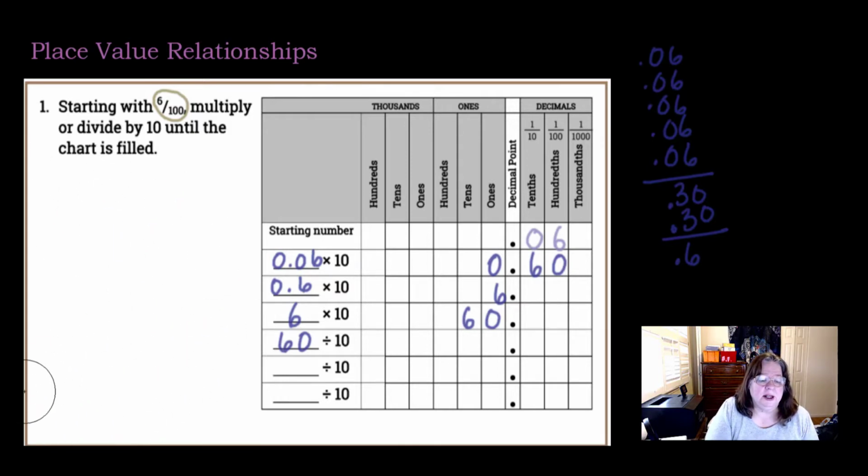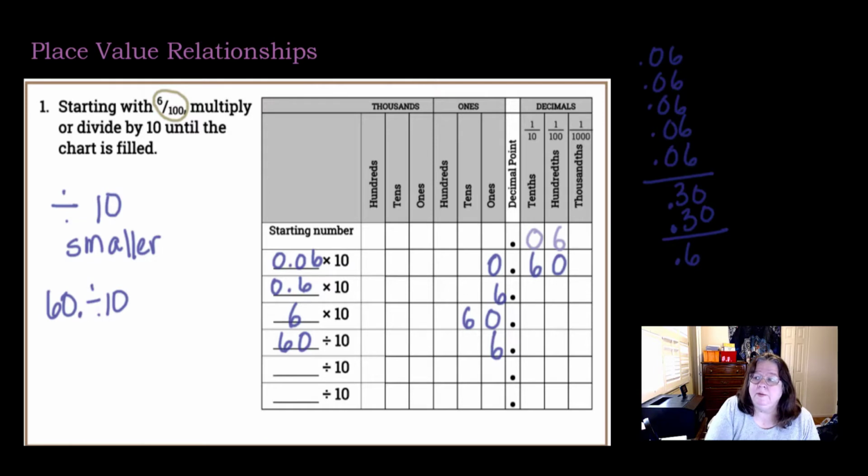60 divided by 10, well, that's how many tens will go into 60. Well, 10, 20, 30, 40, 50, 60. 6 tens. Notice that our number is getting smaller. When we divide by 10, our value becomes smaller, and our decimal point moves the other way. 60 divided by 10, we were here. The decimal point moves here, and it becomes 6.0.